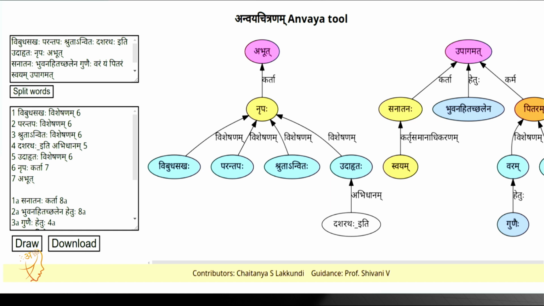So the first cognition in this shloka is Nripaha Abhut. This is the first knowledge that we are getting. The second knowledge that we are getting is Vibudha Sakhaha Nripaha Abhut. Actually, this kind of representation is highly inspired by the tool by Professor Amba Kulkarni as well. Although we have modified the arrow marks and some other stuff here, we are highly inspired and thankful to the tool by Professor Amba Kulkarni also for her guidance.